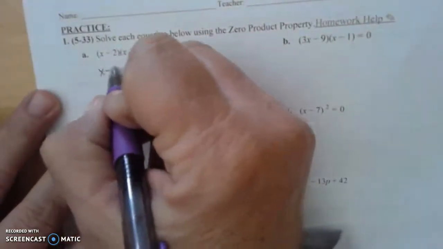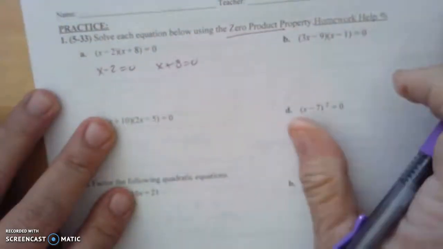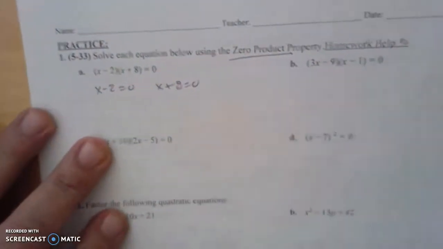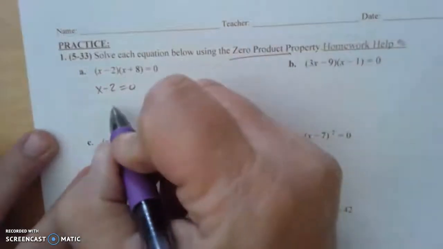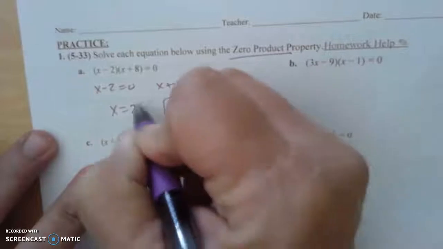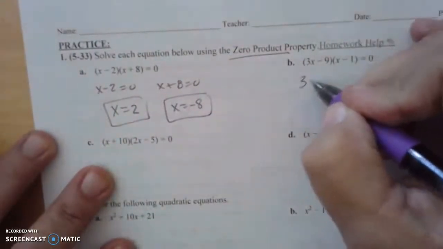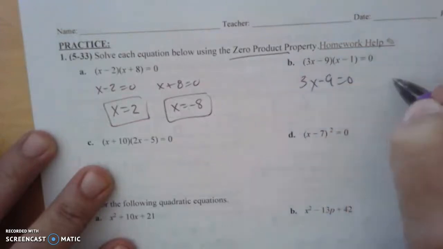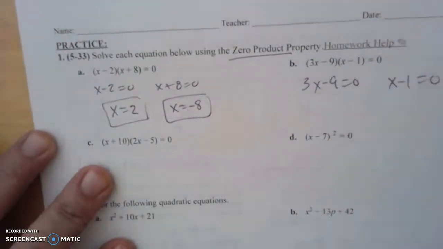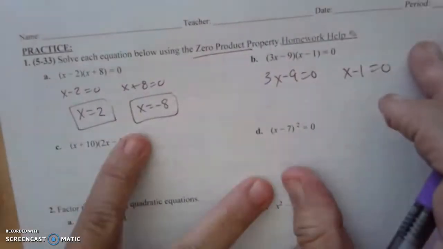So here we go. We're going to say x minus 2 equals 0, x plus 8 equals 0. To apply the zero product property, we're going to set each term equal to 0. So here I get x equals 2 and x equals -8. Those are my answers for part A. Part B, we get 3x minus 9 equals 0 and x minus 1 equals 0. I'm probably going kind of fast for this video, so you can always pause at any time because it is a review.